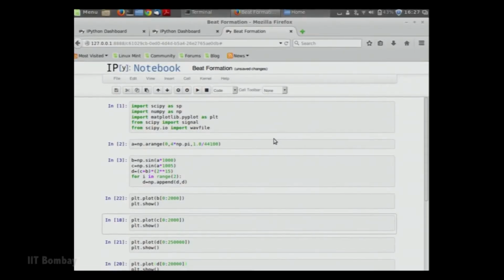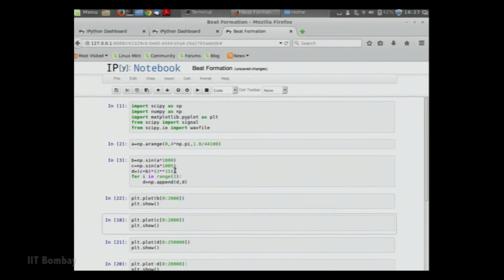So let's see how beats are formed graphically. We have written a code to demonstrate how beats are formed graphically. For this demonstration, we are using two sine waves of frequency 1000 Hz and 1005 Hz. According to the mathematics, the difference between the two sine waves is 5 Hz and the beat frequency will be 2.5 Hz.